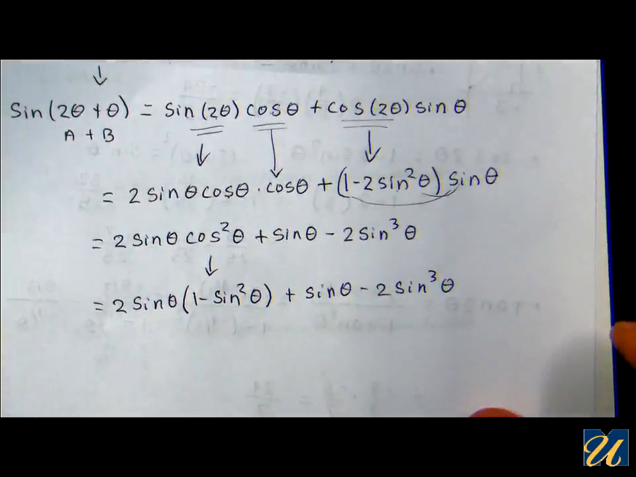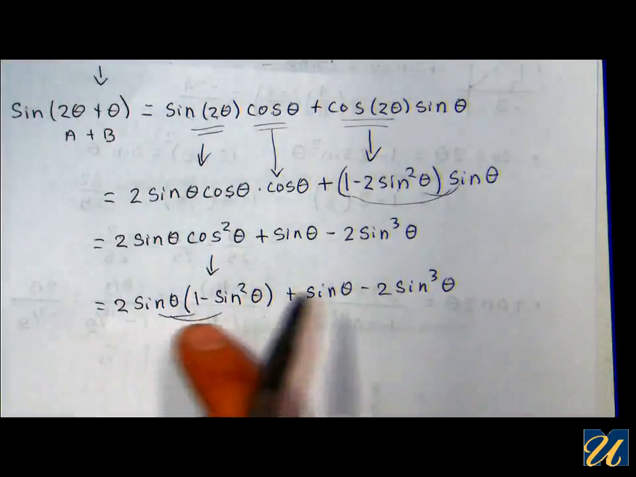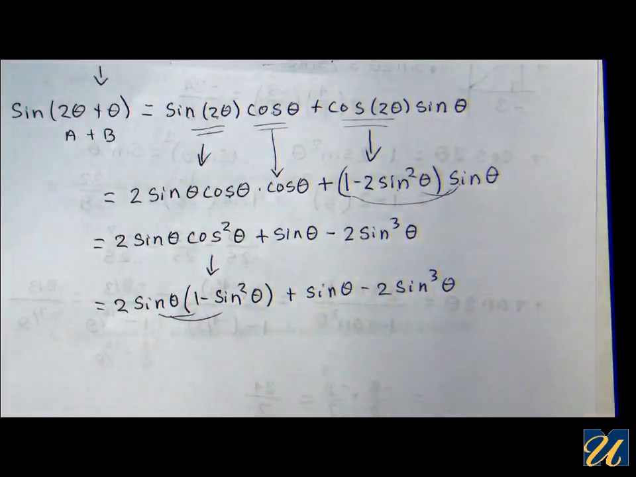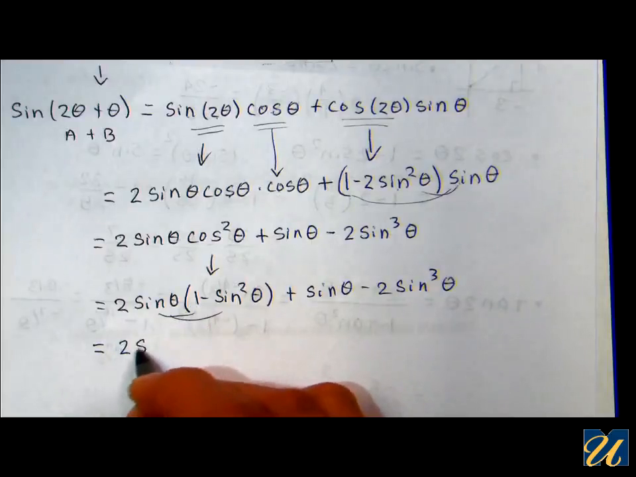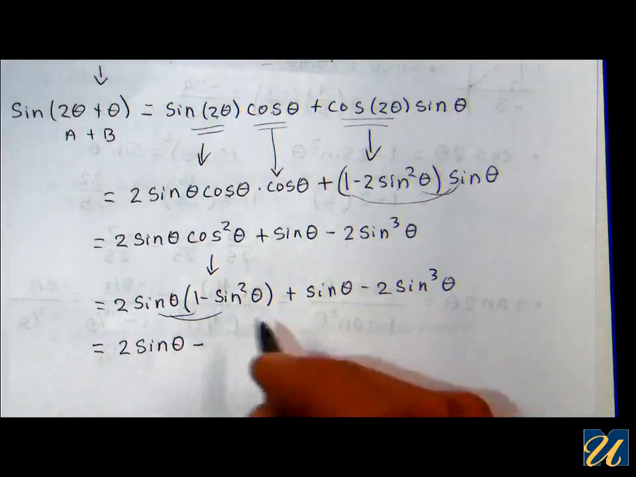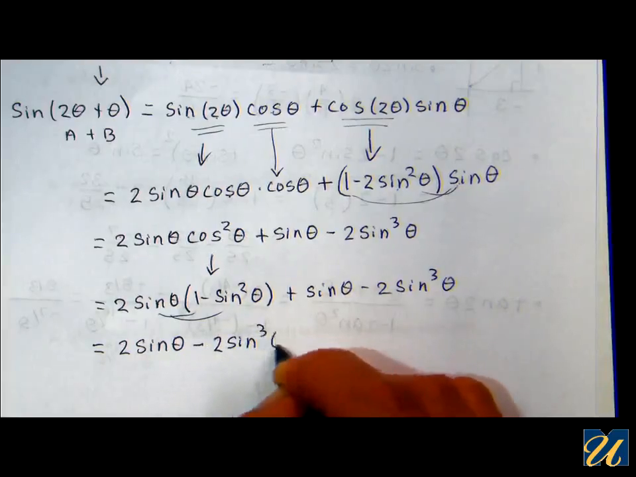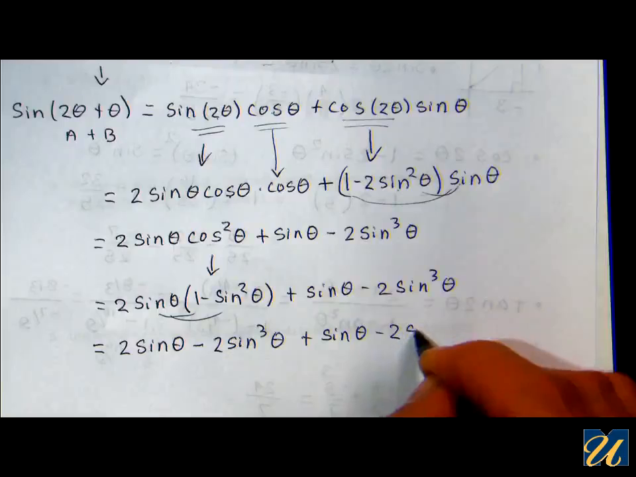Okay, now what? Well, maybe distribute here. Notice that we're all in sines, and we have single angle everywhere. That's what we need. Always keep an eye on where you're going to help figure out what to do now to get there later. 2 sine theta times 1 is 2 sine theta, minus 2 sine theta times sine squared will be 2 sine cubed theta, and we'll copy this down so we don't lose it.